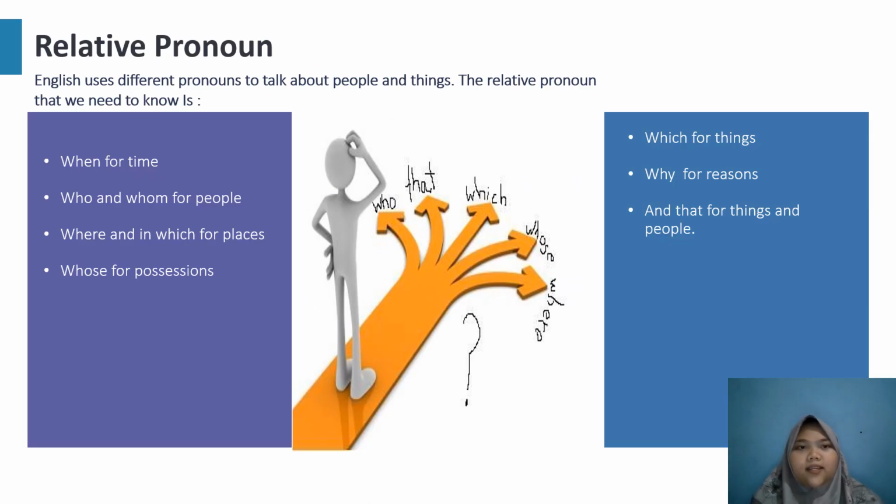The next slide is relative pronouns. English uses different pronouns to talk about people and things. The relative pronouns that we need to know are: when for time, who and whom for people, where and in which for places, whose for possessions, which for things, why for reasons, and that for things and people.